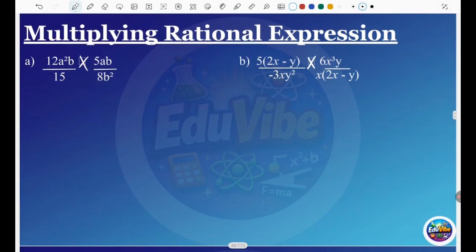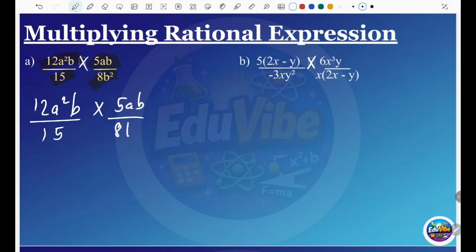Now we start with multiplying rational expressions. How can we multiply rational expressions? How can we divide, subtract, and add? First we deal with multiplying because this is easy. We have 12a square b divided by 15 multiplied by 3ab divided by 8b square. There is a lot going on, so you can firstly rewrite this if you want, and multiply it by 5ab divided by 8b square. You can cancel these things crosswise, numerators with denominators.